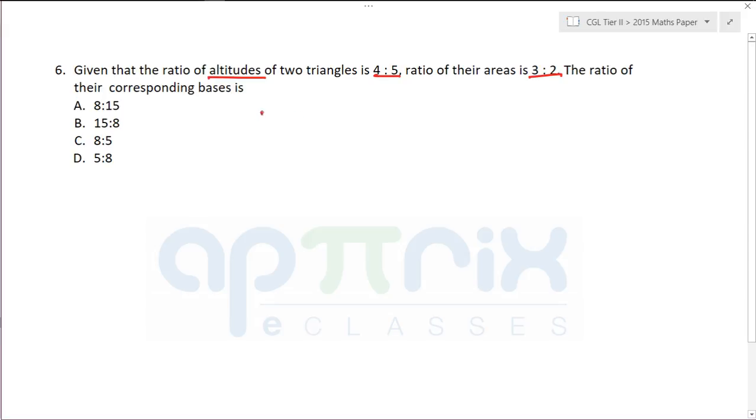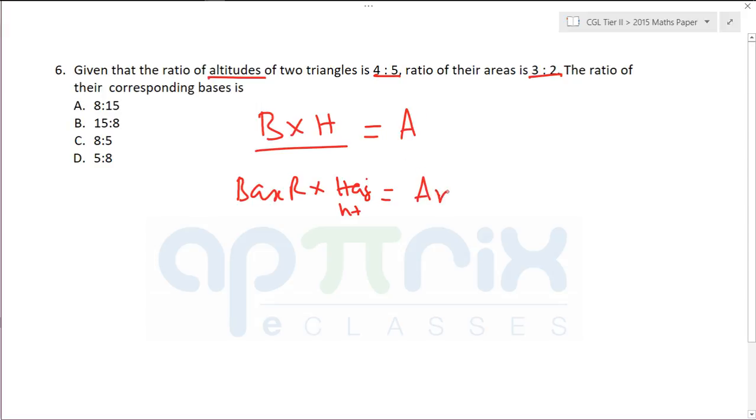Look, you know that the base into height or altitude actually gives you the area, right? So what has been given here is that the area ratio has been provided. So you look here, you have base ratio, then you will have height ratio or altitude ratio, and that will give you area ratio. I'm writing it. So area ratio is clearly given to be 3:2. Base ratio you have to calculate. And what is height ratio? Height ratio has been given to be 4:5.